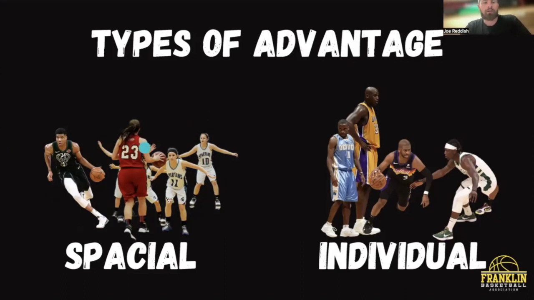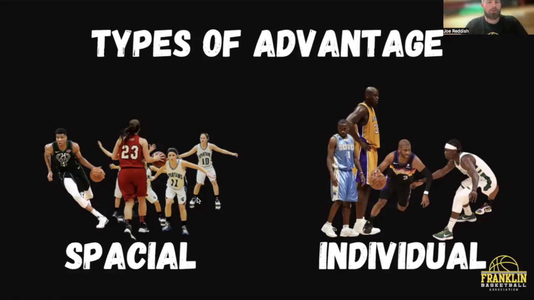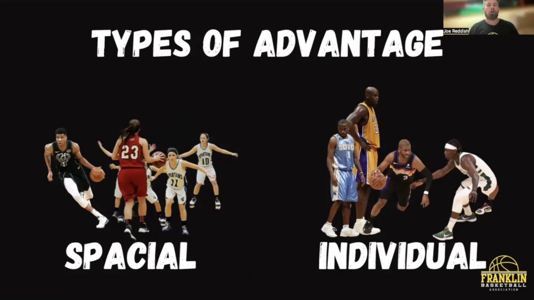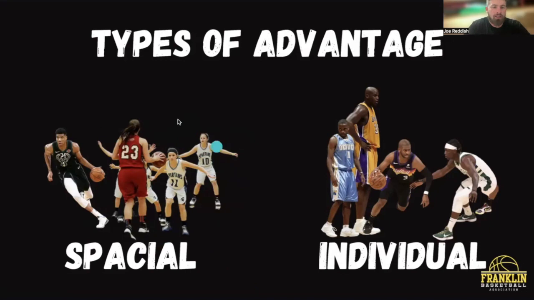Now, another example of a spatial advantage, right here, we've got some girls playing defense. Right now, the person with the ball sees a lot of bodies in front of them. So there's no advantage that really exists for the offense at the moment, because the defense has done a good job. This could be transition, or this could be in the half court, where they're loading up behind the ball and supporting. They're taking away all the space for the offense.